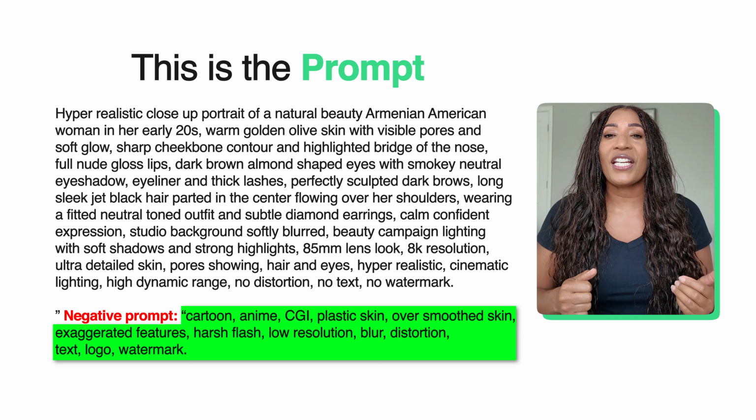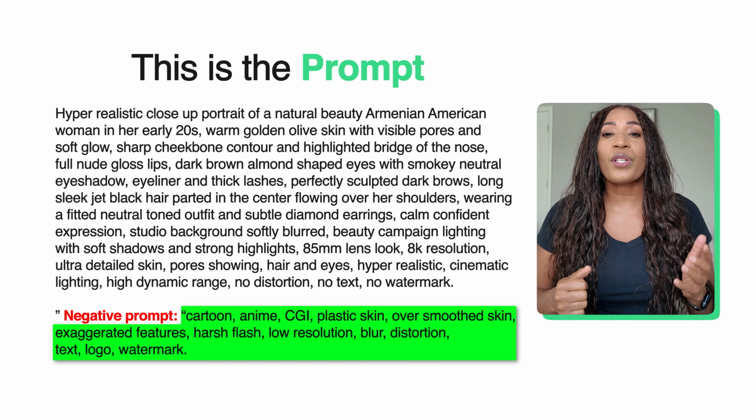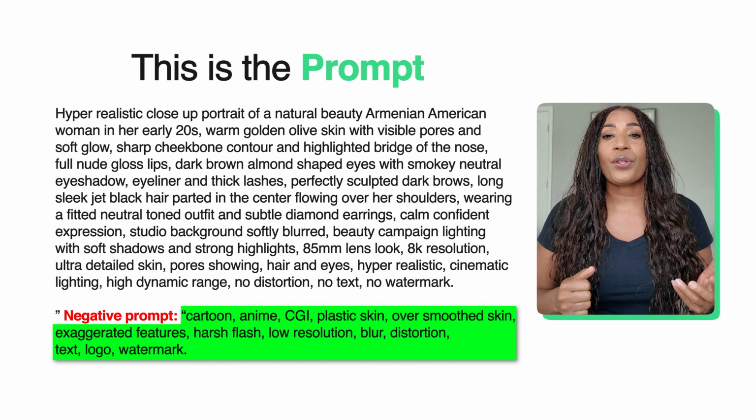Negative prompt: cartoon, anime, CGI, plastic skin, over smooth skin, exaggerated features, harsh flash, low resolution, blur, distortion, text, logos, watermarks. If that feels like a lot, here's a shortcut. Use this structure and change the details. Who are they? Skin, hair, makeup, outfit, expression. Camera, lighting, and style. Negative prompt with everything you just don't want.